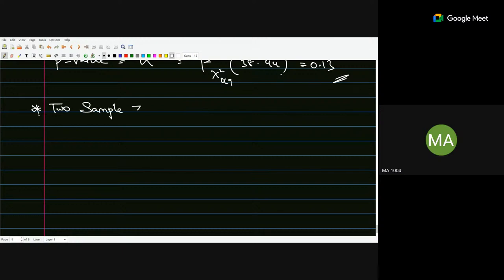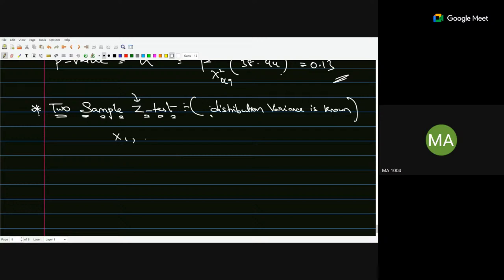So the first test is called the two sample Z test. When I say Z, two things should always run in your mind. One is that you are comparing the means, and the next is that your variance is known. The population variance, or the distribution variance, is known. Then only we can use the Z test.